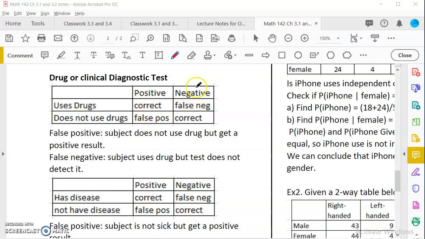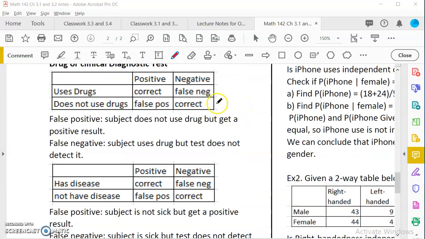And likewise, we could have a false negative. Negative means the test results show that you did not use drugs, and you actually did not. Then this is a correct diagnostic. But you could show that you did not use drugs, but actually you are a drug user. So this is called a false negative. So a false positive is when a subject does not use drugs but gets a positive result claiming that this person used. A false negative would be someone that used drugs, but the test does not detect it.